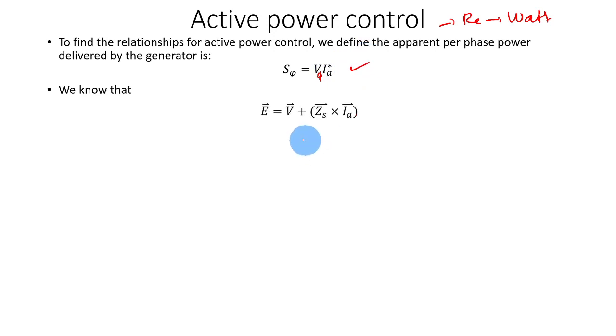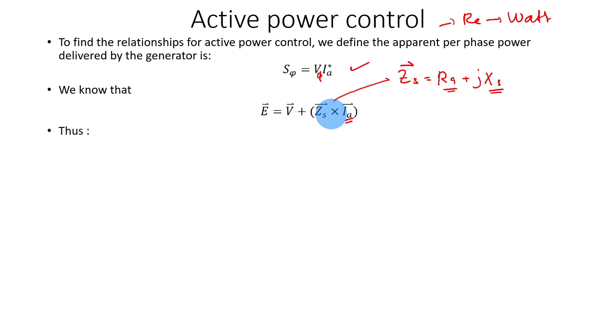We know the relationship between the generator voltage and the phase voltage, and this is the formula with ZS. Remember that ZS, the synchronous impedance, consists of two parameters, RA plus jXS, which are the armature resistance and the synchronous reactance. ZS is a combination of both, multiplied by the armature current, and we get a voltage drop across the synchronous impedance.